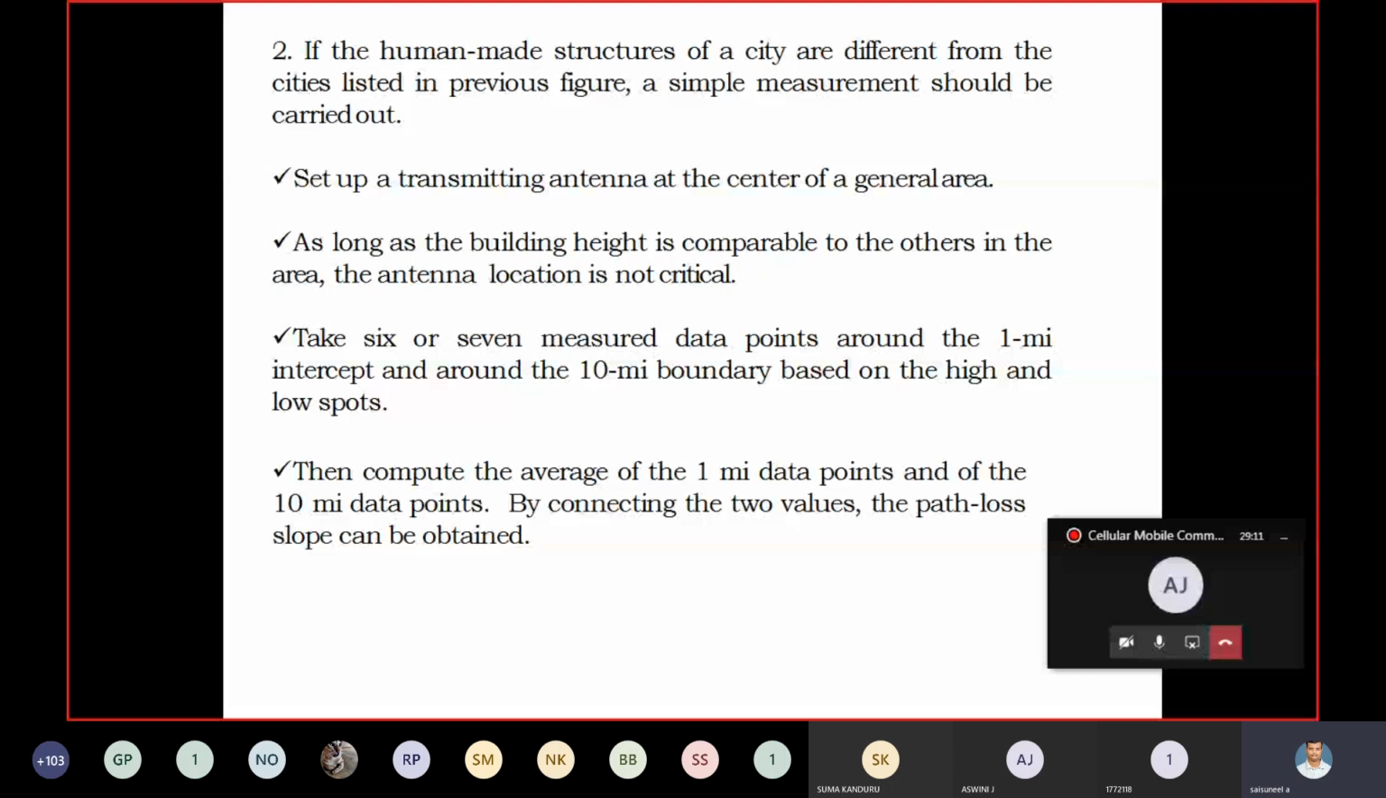And take 6 or 7 measured data points around the 1 mile point intercept and around the 10 mile boundary. Nothing but the same. Again, previously we had to take only the 1 mile intercept point. Now we have the 10 mile intercept point. Right.